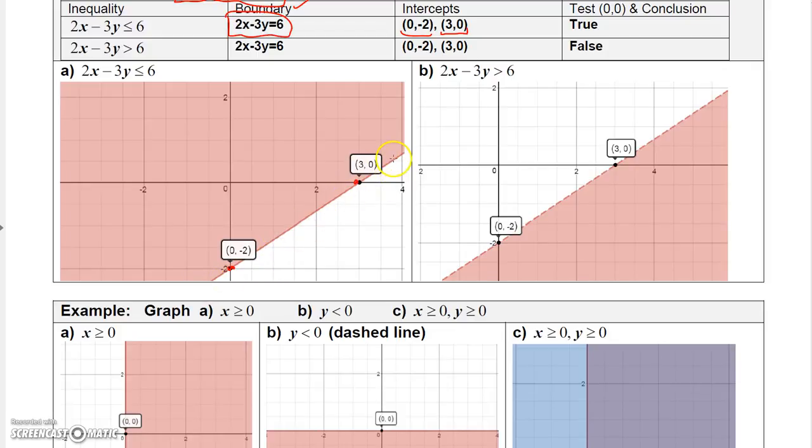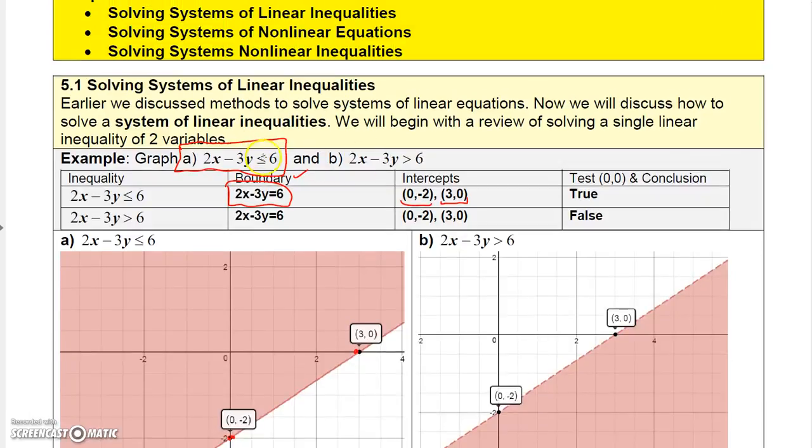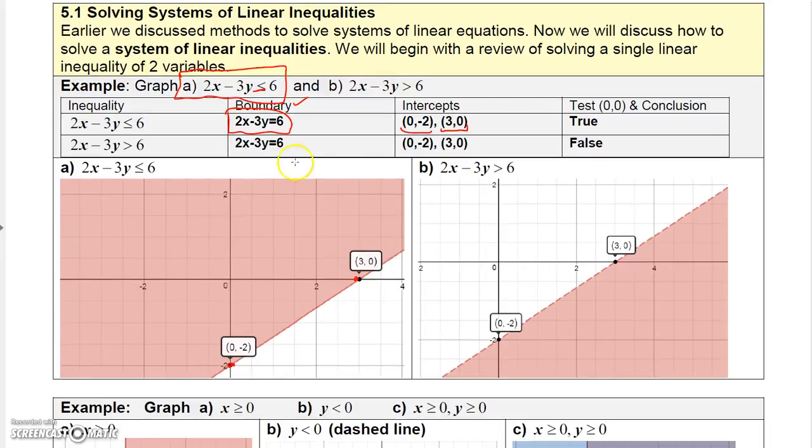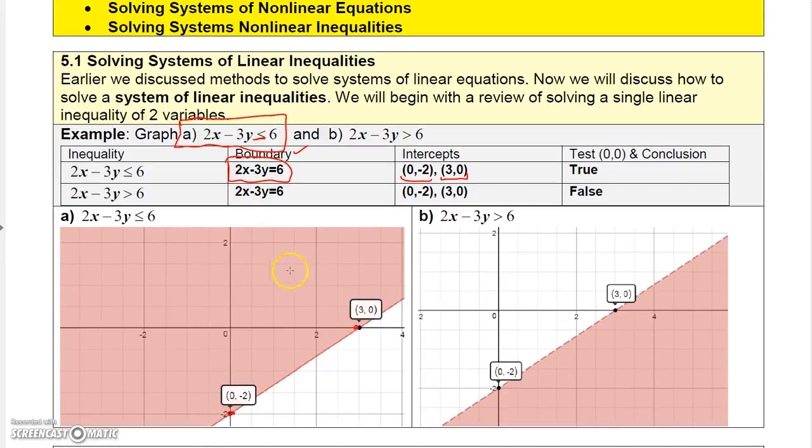Now it's important to note that the line is solid, because here you'll notice the inequality has the equal to sign with it right here, but over here this one doesn't. So if you look at this one over here, you'll see I didn't draw a solid boundary, I drew a broken boundary. So that's the difference. Now on these linear inequalities, you've got to decide if you are going to graph above the line or below the line.